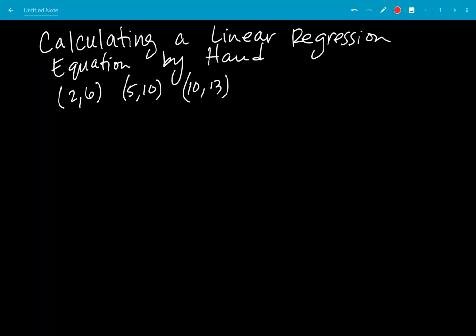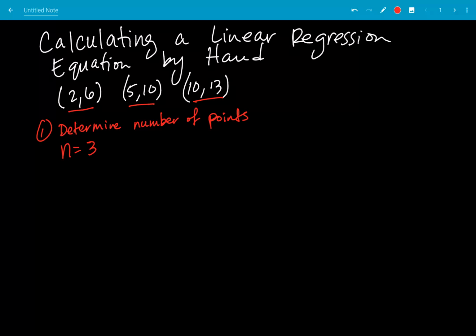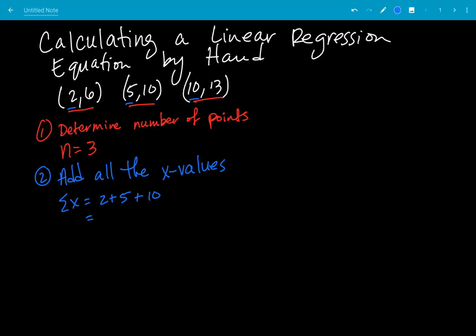Now, our first step is to determine how many points we have. My n equals, I have 1, 2, 3 points. So my n equals 3. My second step is going to be to add up all of the x values. So my sum of x is going to be equal to 2 plus 5 plus 10. That's going to be equal to 17.